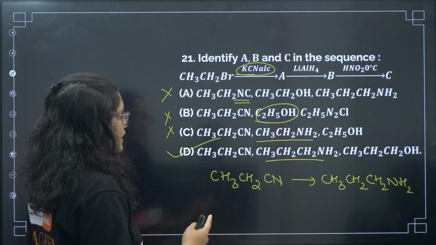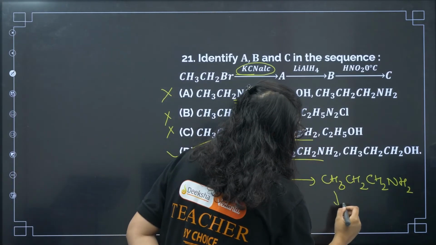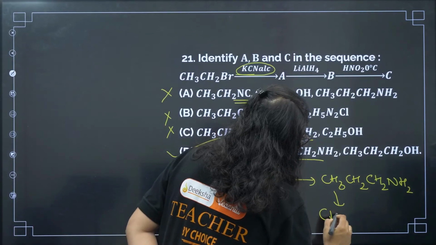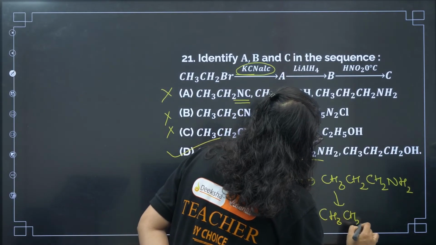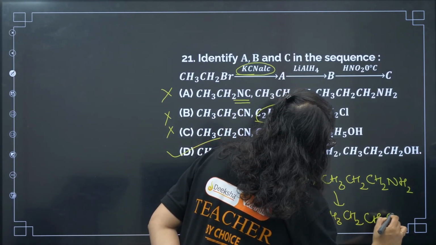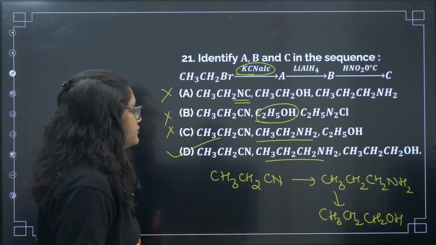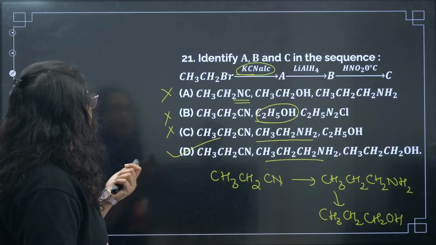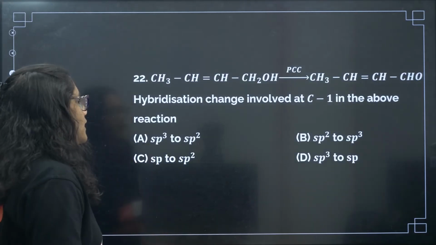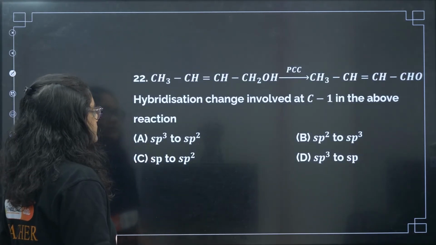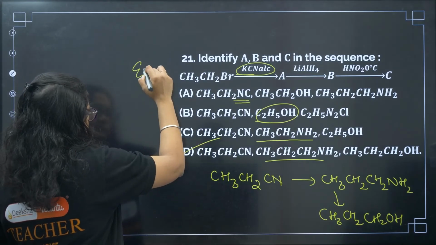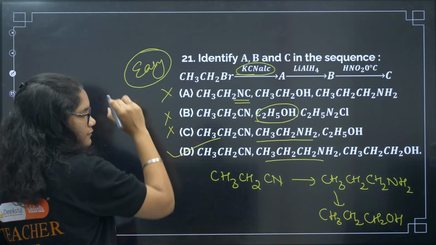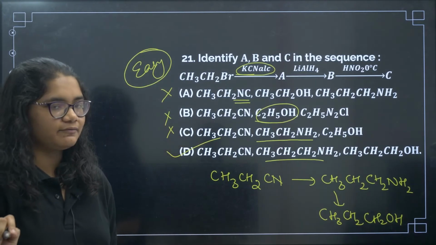But we'll see the next reaction. When you treat it with HNO2, what will happen? This one will get converted to OH. So I'll get CH3CH2CH2OH, right? So the correct answer for this question is option number D. Okay, now coming to question number 22 here, again a reaction based question. So I'll mark this question as easy. Very easy reagents have been given. I think this is easy for everyone.